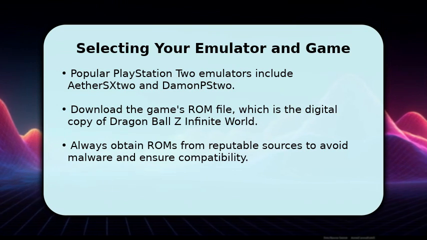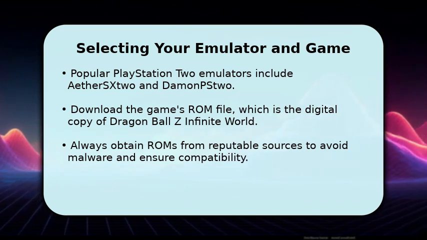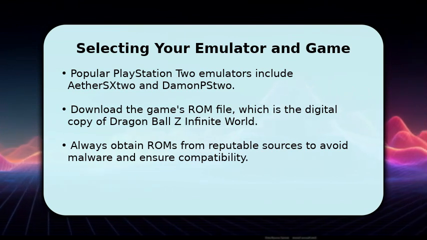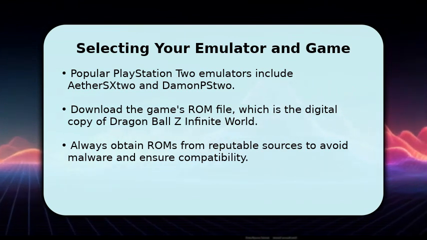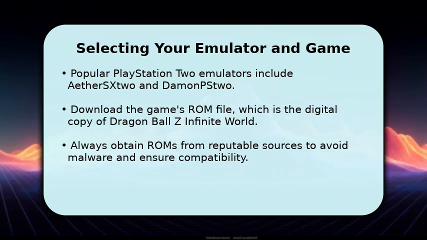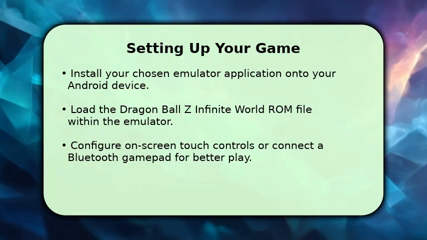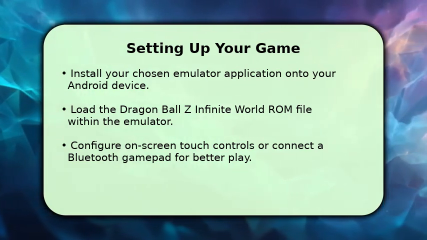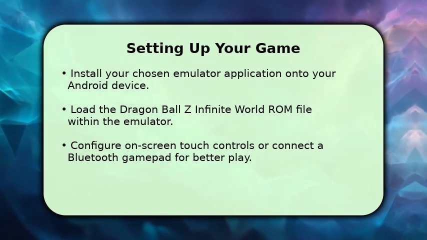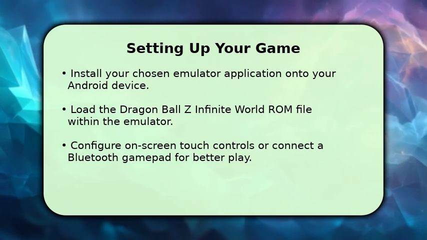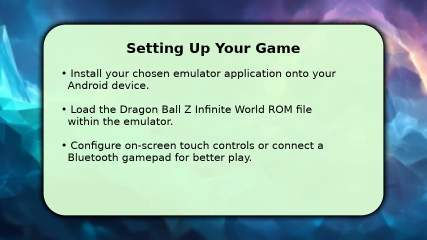Next, you will need to find the game's ROM file, which is essentially the digital version of Dragon Ball Z Infinite World. It is super important to download these files from trusted websites to keep your device safe from any unwanted software. Once you have your emulator and the game ROM, the next step is to install the emulator application on your Android phone. After installation, open the emulator and load the Dragon Ball Z Infinite World ROM file.